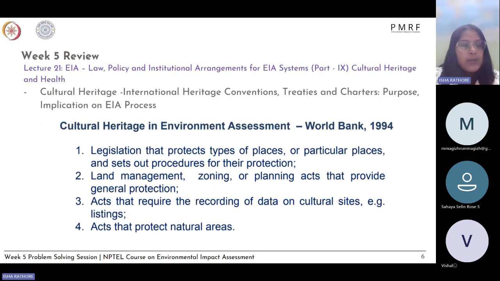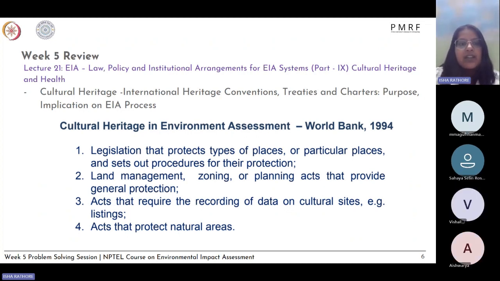So this was lecture 21. It looked at EIA law, policy, and institutional arrangements for the EIA system. Now we are at part 9. We have looked at different environmental parameters so far, like water, air, soil, geology, etc. This particular module is on cultural heritage and health. So in this lecture, we looked at cultural heritage, the international heritage conventions, treaties, and charters which have happened over the course of time, in a sort of timeline manner, their purpose and implications on the EIA process.